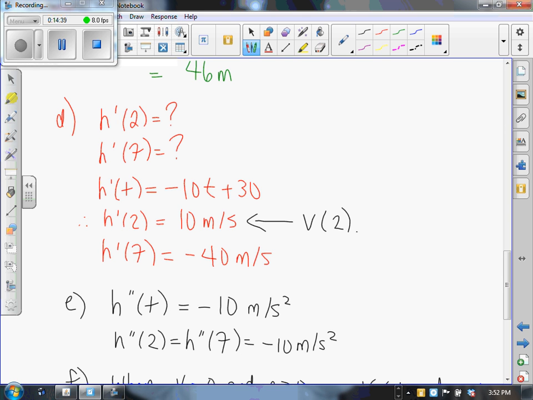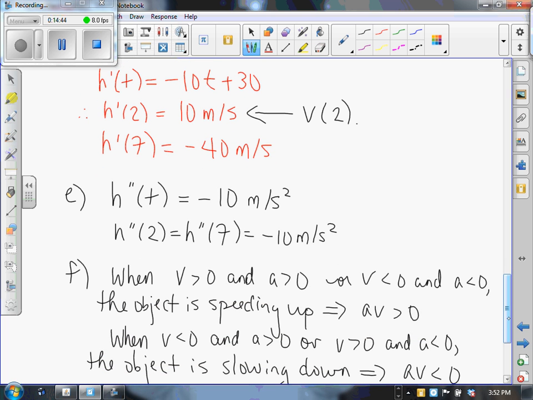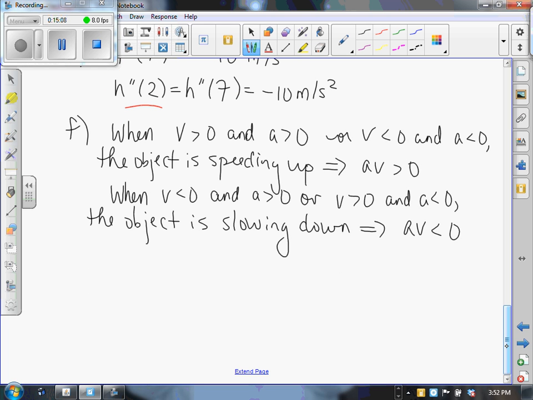The acceleration at 2 seconds is here. We've already calculated that value. So that's h double prime at 2 which was the same as h double prime at 7. We have minus 10 meters per second squared. So if we take those two values, let's analyze the sign of the answer.